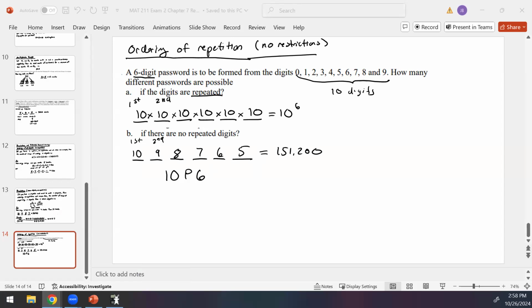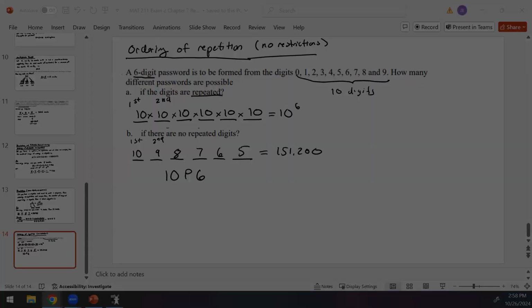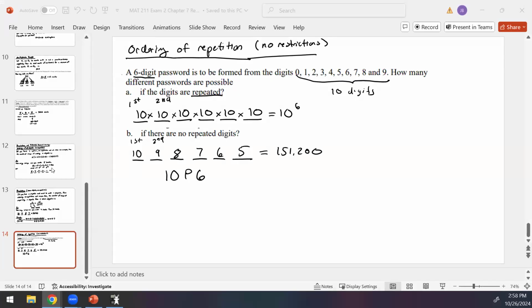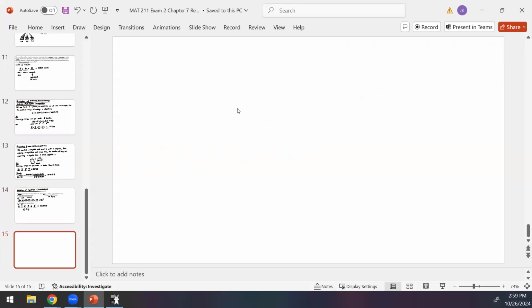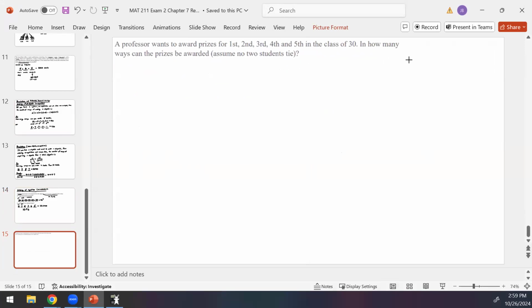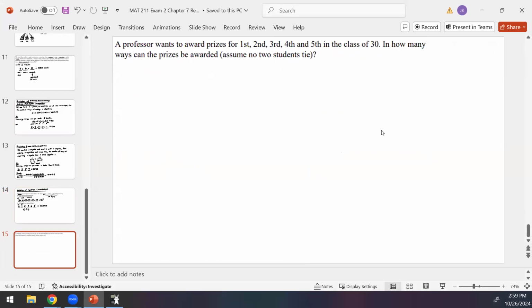Now, then the question becomes, how do I know it's a permutation versus a combination? Order. That's the key thing, is order, right? So let's do another problem from the review. A professor wants to award prizes for first, second, third, fourth, and fifth place in a class of 30, right? And how many ways can the prizes be awarded, assuming no ties? So if someone gets first place, that is different than getting second place, right? So there is a sense of order, some natural sense of order, right?